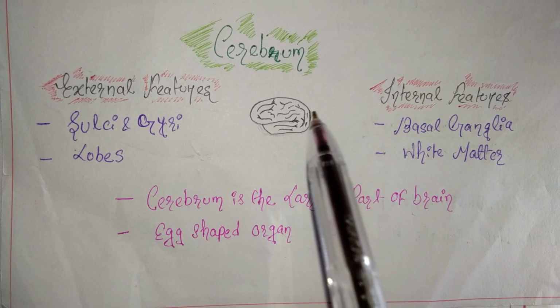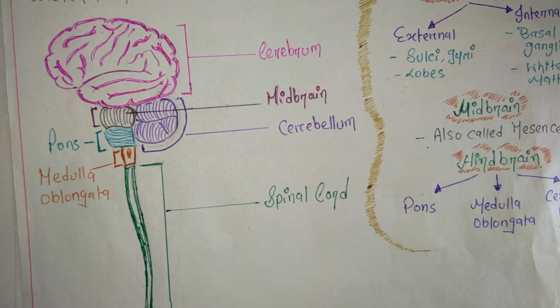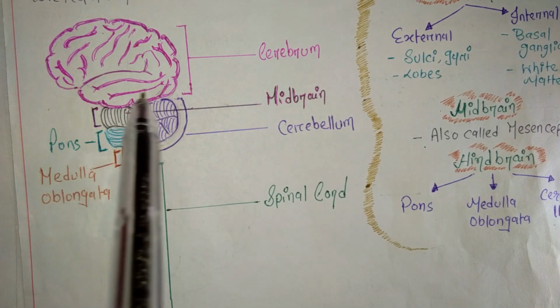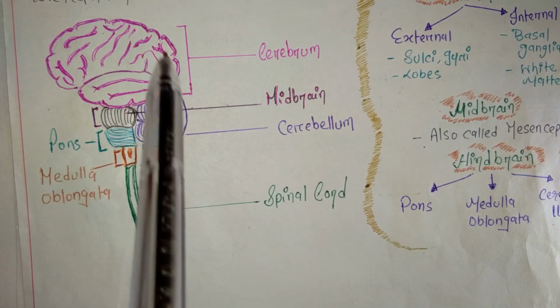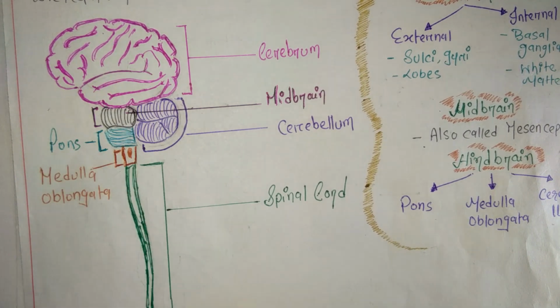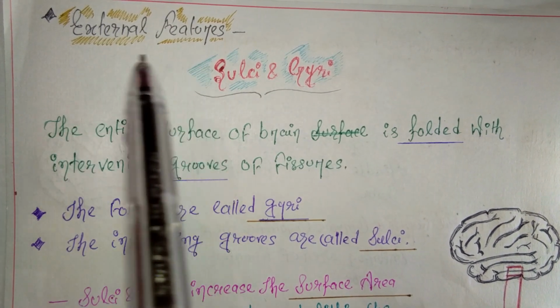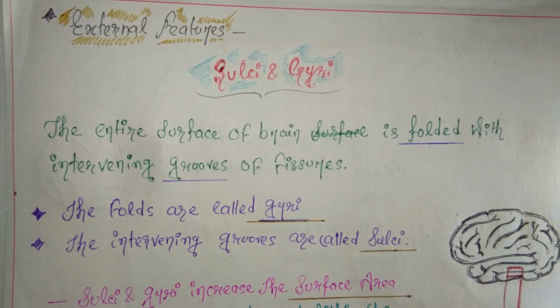Cerebrum is the largest part of brain. It is the largest part of brain and egg-shaped organ, okay? If you see the diagram here, it is very clear the cerebrum is the largest part of the brain and it looks like an egg, no? Today we will study about the external features, sulci and gyri.